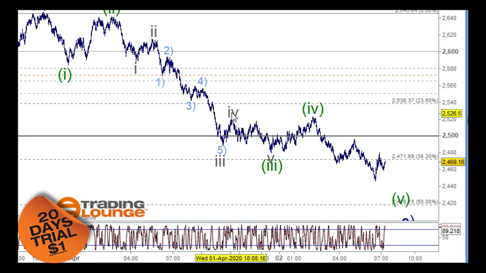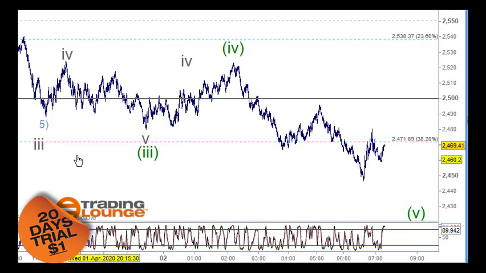What I'm not happy about is, I'm just wondering if I've got this as wave 4 over here, not green wave 4. I hate forcing things. And this is only like 3 waves down here so far as well.